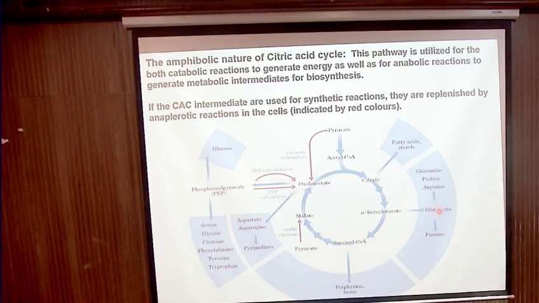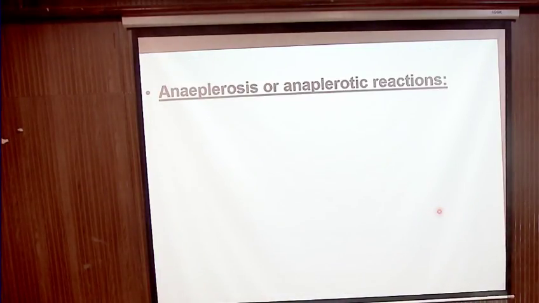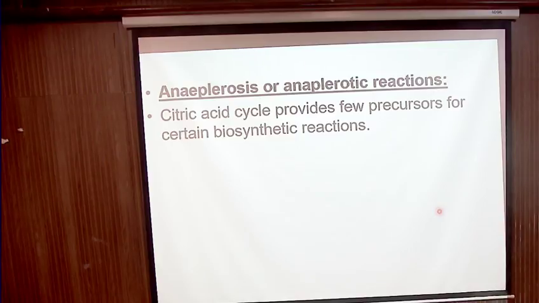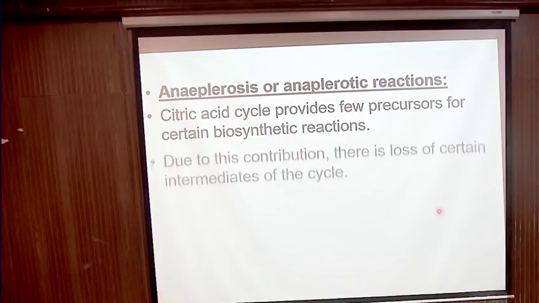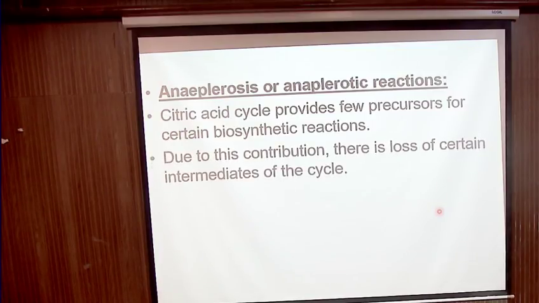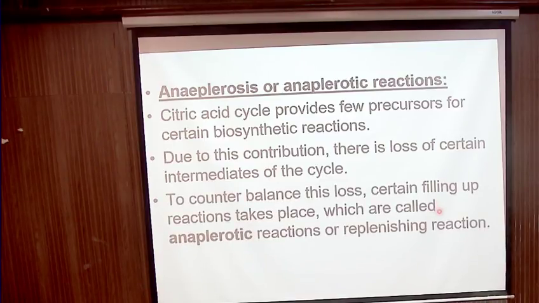You have a different mechanism in which these intermediates could have been used up, for which we have a safety mechanism called anaplerosis or anaplerotic reactions. So this citric acid cycle provides a few precursors for certain biosynthetic reactions. You need to explain what is anaplerosis. Due to this contribution, there is a loss of certain intermediates of the cycle. To counterbalance this loss, we have what are called the filling up reactions, which are called anaplerotic reactions or replenishing reactions.